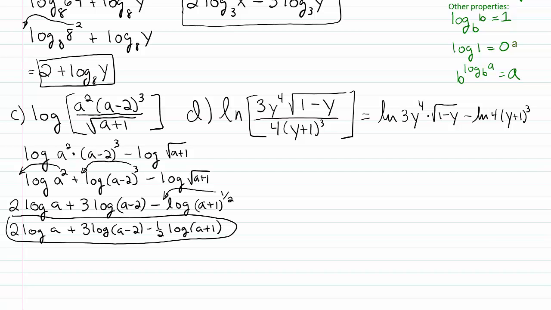Then we have a couple of products we've got to work with. Products can become what? Addition, correct? So we're going to rewrite the products as ln 3 plus ln y to the 4th plus ln of the square root of 1 minus y. All right, and then we're going to have minus, and then we have another product. Now here you want to be careful. Because we have a product in the denominator, we want to actually use a bracket here to indicate the minus is going to distribute in here. So ln of 4 times y plus 1 to the 3rd can be rewritten as a sum, but it needs to be ln of 4 plus ln of y plus 1 to the 3rd power, right?